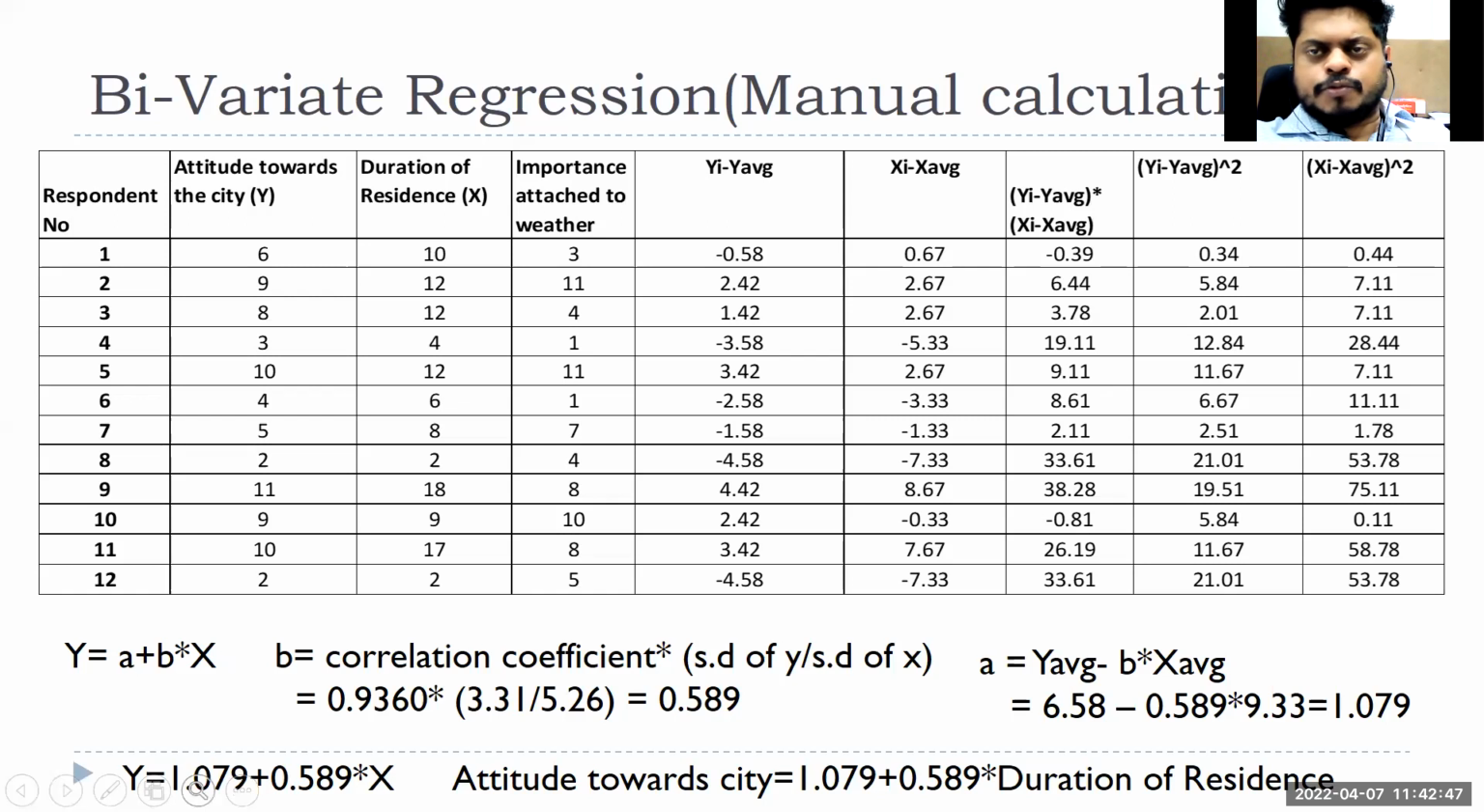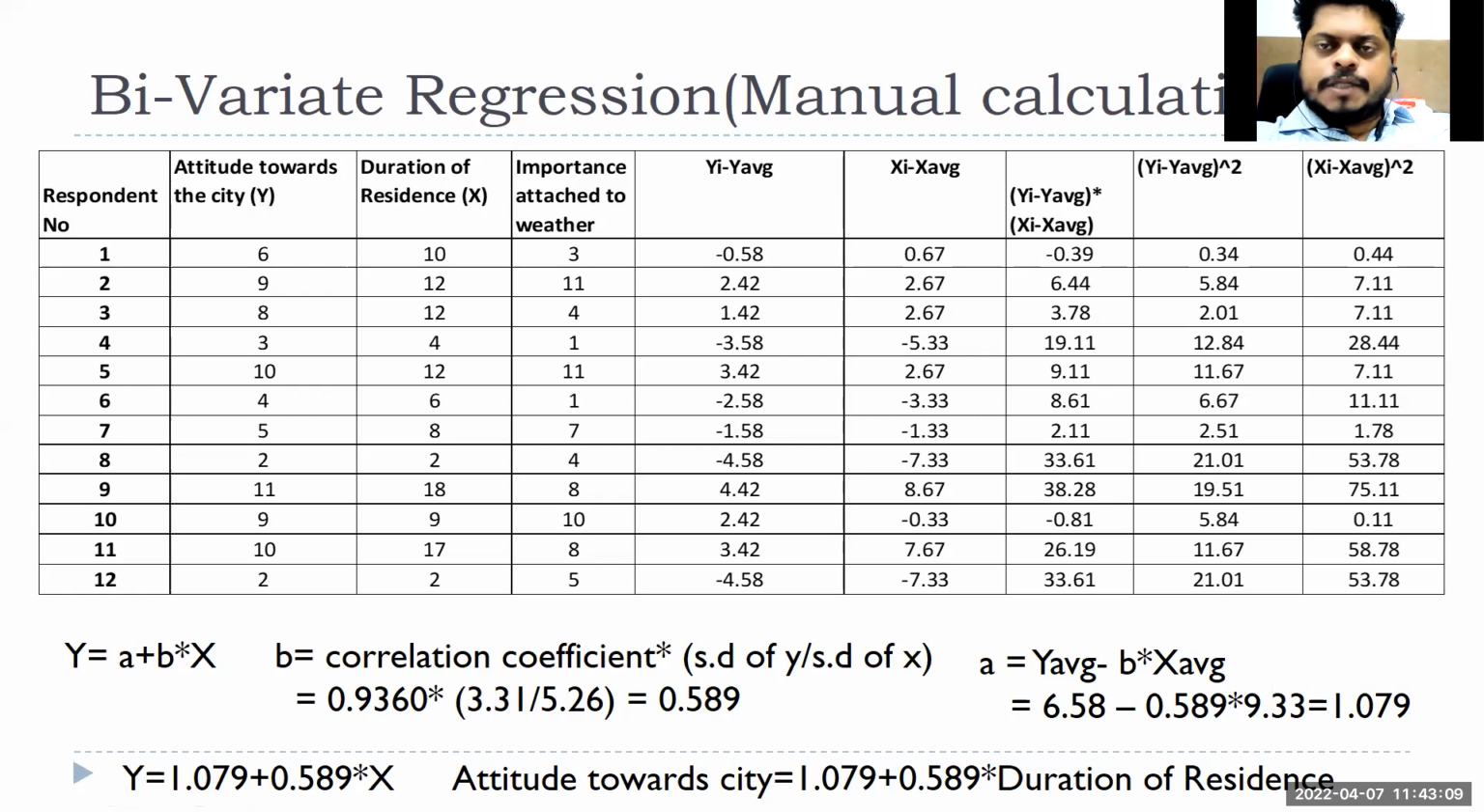Let me assume that number is 1, right? Plus 0.6 rather than 0.589. Let's say this is 0.6. So my equation is basically y is equal to 1 plus 0.6x. So how do I interpret this? For each year of residence, the person's attitude towards the city is improving by 0.6 point, right?